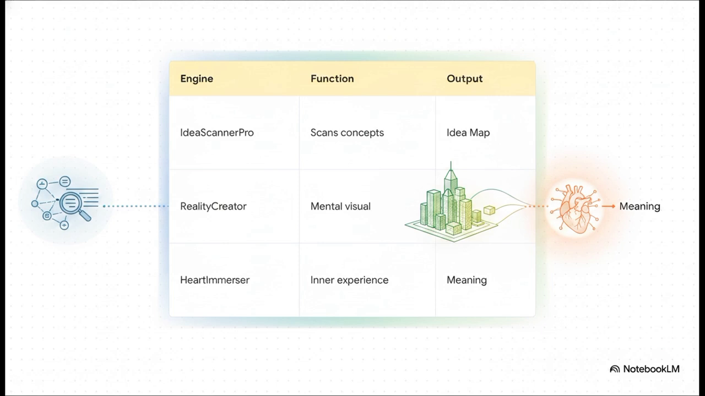First up, we have the Idea Scanner Pro. Its whole function is to scan the text, identify the vital words, map out the main and supporting concepts, and actually validate those relationships. Like validating means stopping and asking, wait, does this supporting detail actually prove the main point? Its final output is a clear structural idea map.